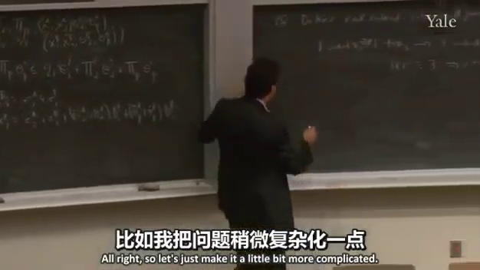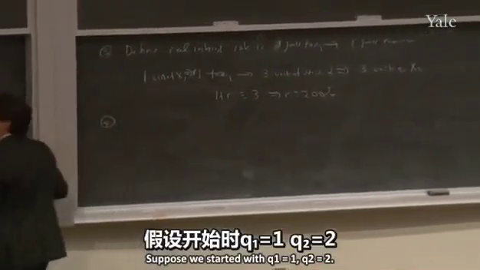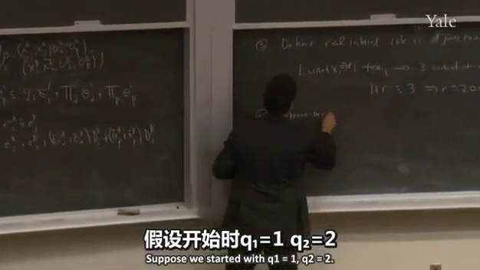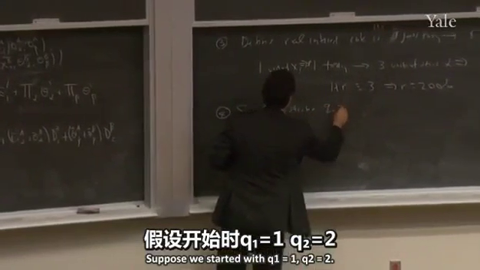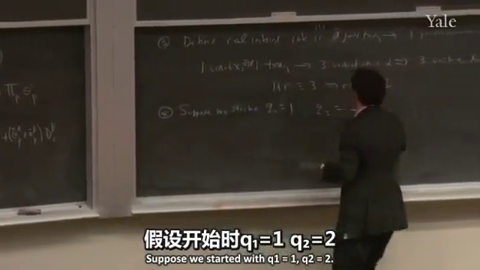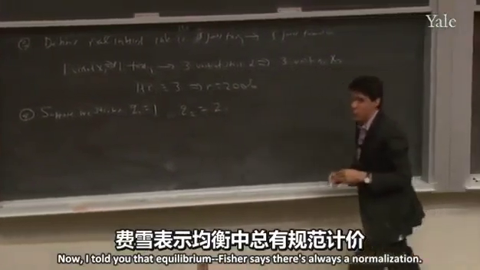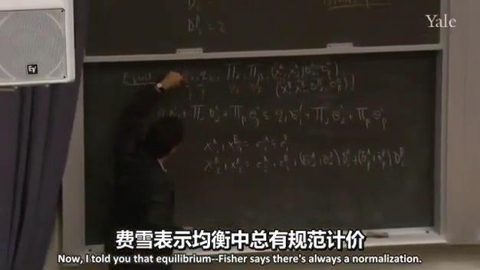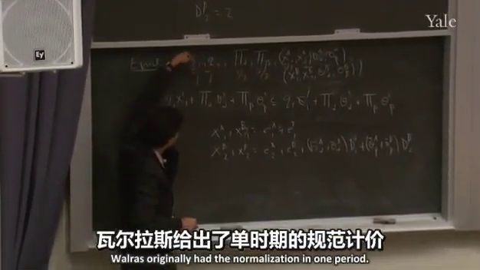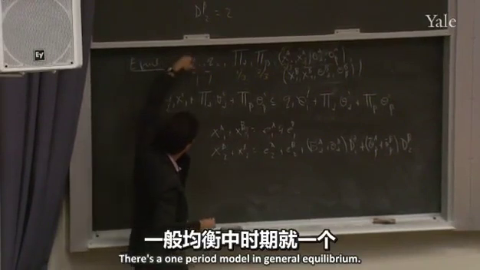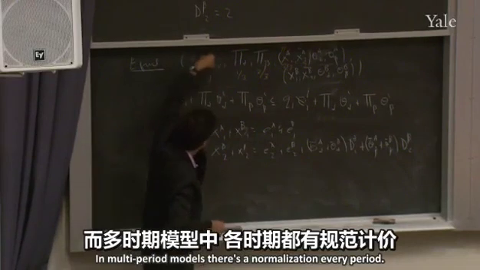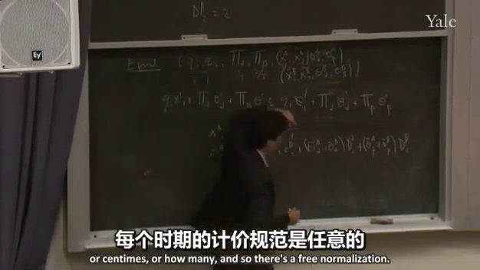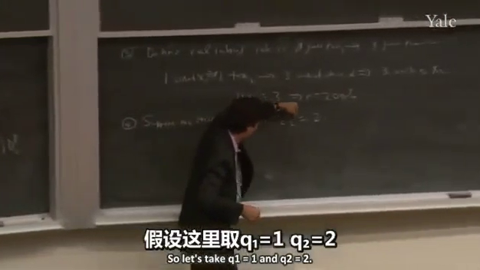All right, so let's just make it a little bit more complicated. Suppose we started with Q1 equals 1, Q2 equals 2. Now, I told you that in equilibrium, Fisher says, you can't figure out, there's always a normalization. Walras originally had the normalization in one period. There's a one-period model in general equilibrium. In multi-period models, there's a normalization every period. Every period, there's a choice of whether you're dealing with dollars or francs or centimes or how many. And so there's a free normalization. So let's take Q1 equal to 1 and Q2 equal to 2.